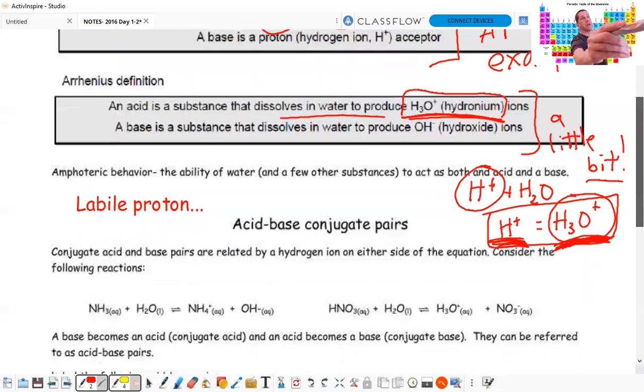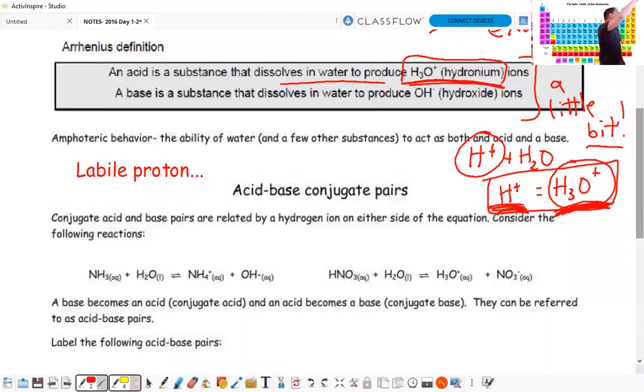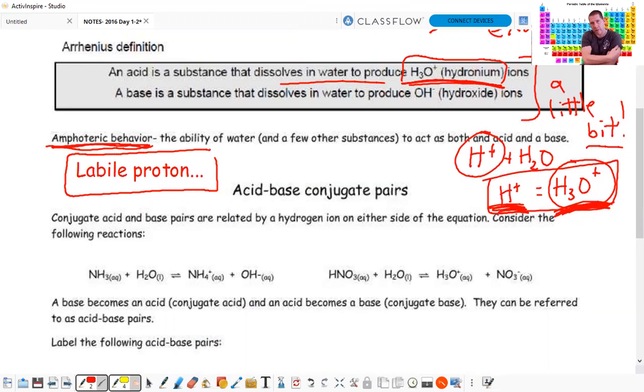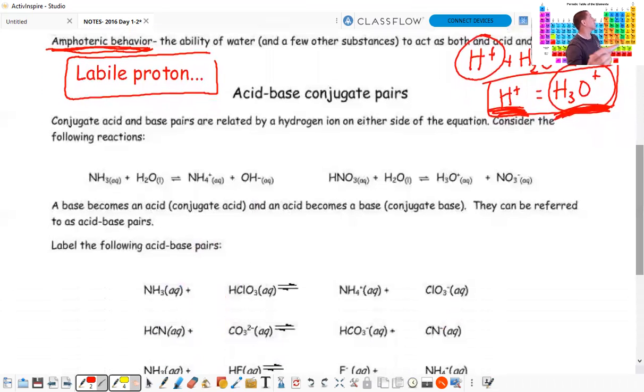All right, so something that is amphoteric has the ability to act as both an acid and a base. So it has the ability not only to donate a hydrogen ion, but also to accept a hydrogen ion. And this term right here, I've never heard referred to in regular chemistry. They do talk about that in organic chemistry, labile. All it means is mobile. So a labile proton is a proton able to move, the hydrogen ion to move.